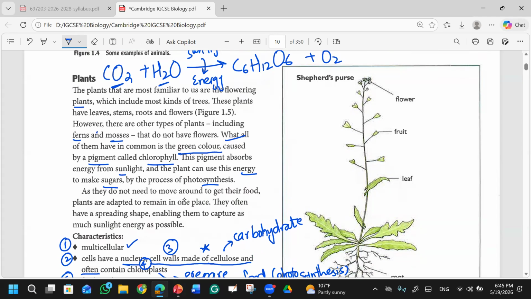As they do not need to move around to get their food, plants are adapted to remain in one place. Okay, what is this? This is their adaptation. You know what is the difference between adaptation and something which is naturally present? Adaptation is according to the situation, so they change according to the environment, right? According to the environment, the animals change their position.